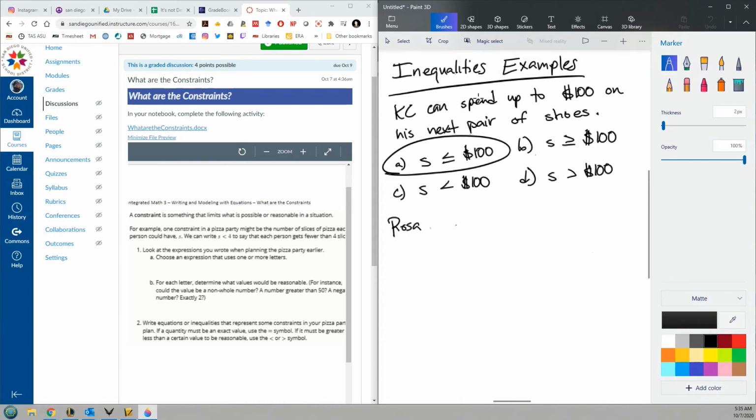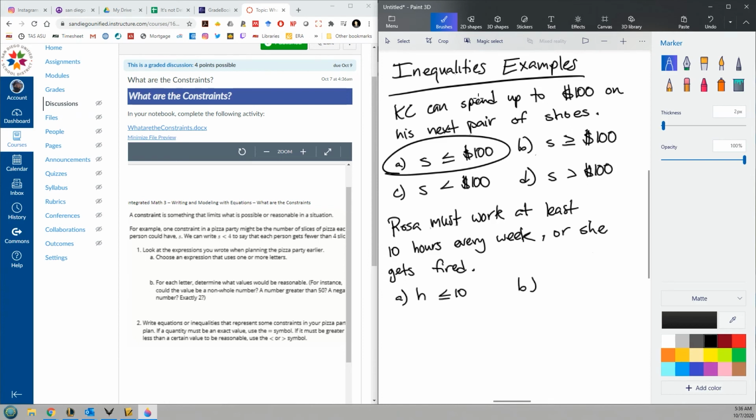So our next example, once again, we're going to wait till it's written out. It says Rosa must work at least 10 hours every week or she gets fired. So here are the four different options. And here the keyword is at least. If you think about the word at least, you think about, okay, I want at least 10, do I go up or down? You're thinking about going higher. So it is going to be letter B, greater than or equal to 10.